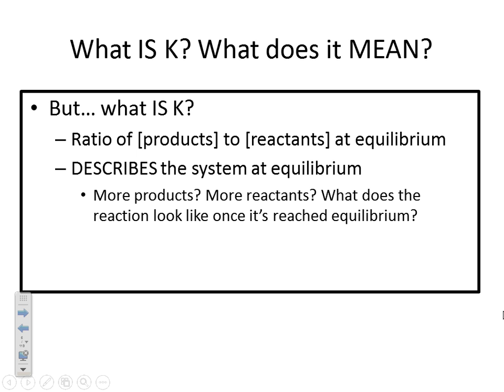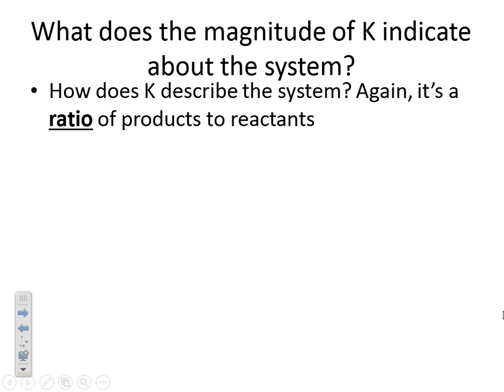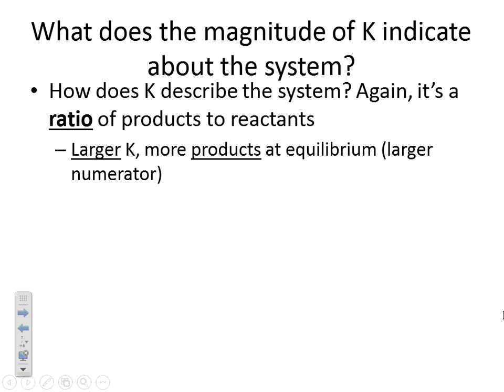It's a statement about the system at equilibrium. What do you have more of, reactants or products? So it's a ratio. How does K describe the system? It's based on this ratio. So the larger the K value, the more products you're going to have at equilibrium, because your numerator, because it's products divided by reactants, is going to be larger. The larger your numerator, the larger your overall value becomes.